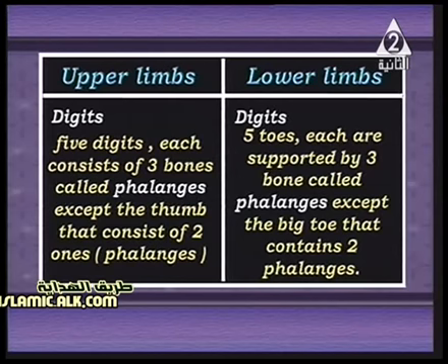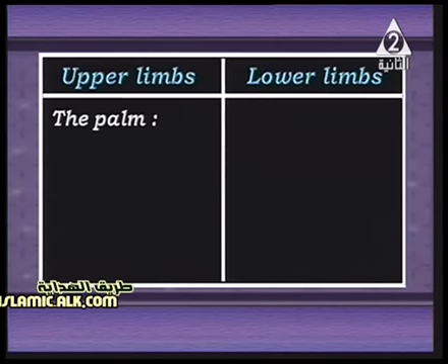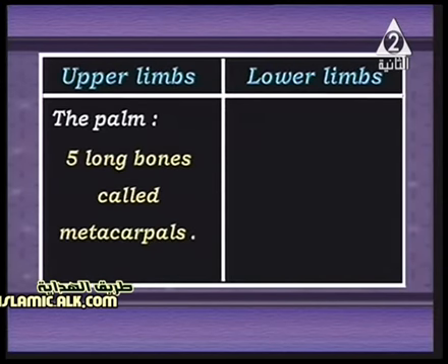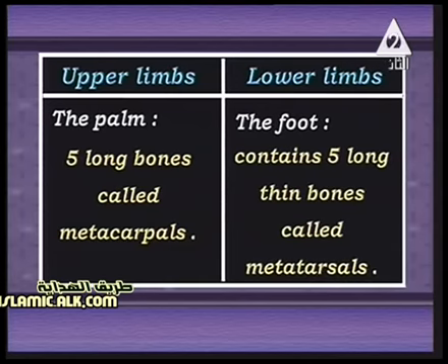Palm here in the upper limb has 5 long bones, each one of them is called metacarpal. So we have 5 metacarpals. While in case of foot we have 5 long thin bones. They are called metatarsals. Again, metacarpals in your palm, while in foot metatarsals. Don't forget the difference between the names.